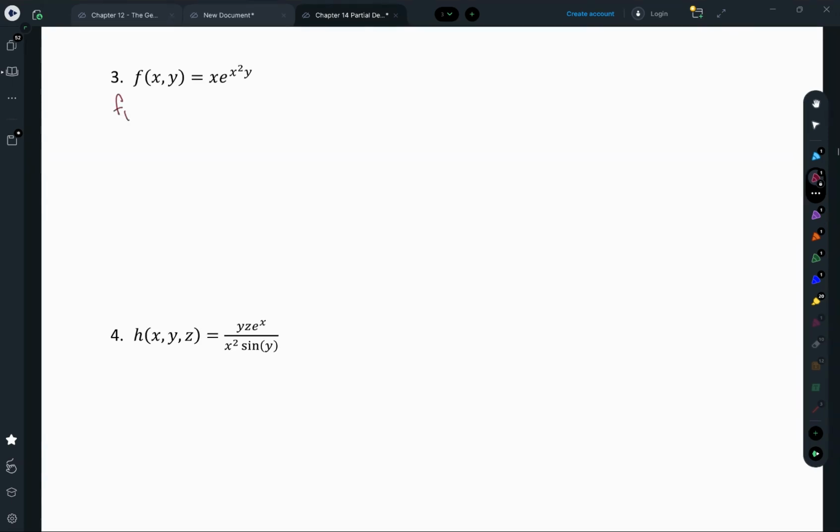So I'll start with f sub x, and that means I'm going to be taking del x of x e to the x squared y. Looks like I'll have a product rule where my first function is x and my second function is e to the x squared y. So I'll write this out with the product rule. I have del x of my first, which is x, times the second, e to the x squared y, plus my first, which is x, times del x of e to the x squared y.